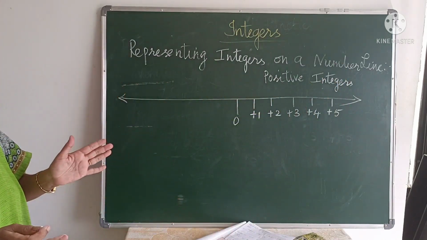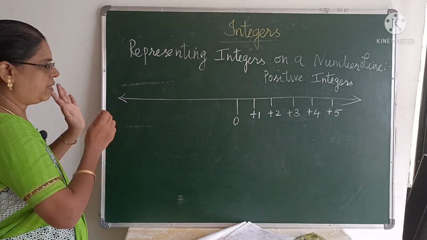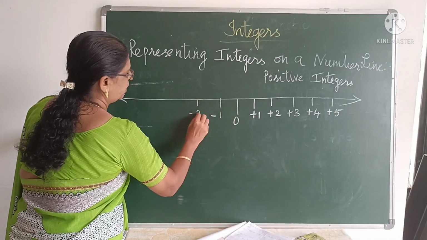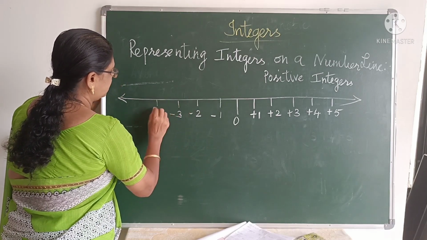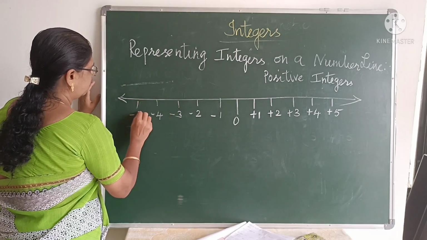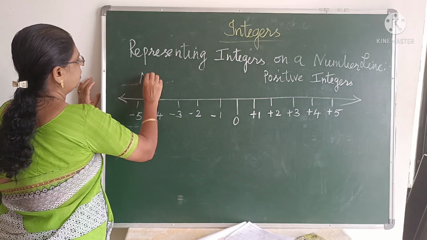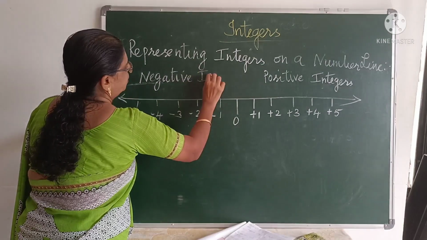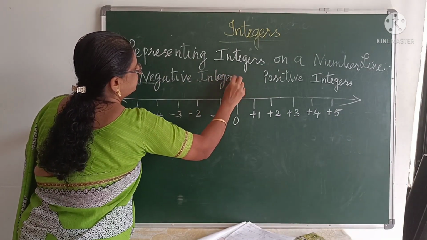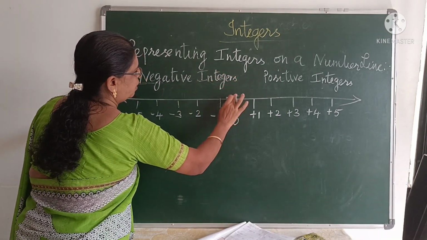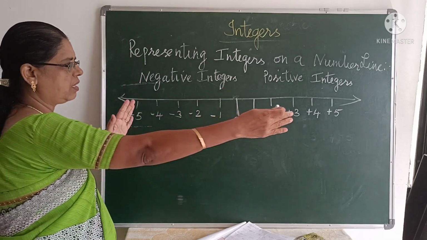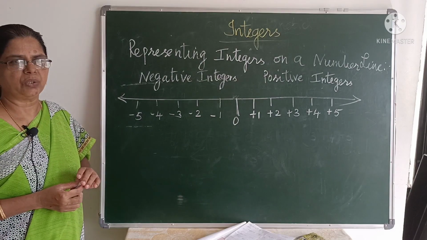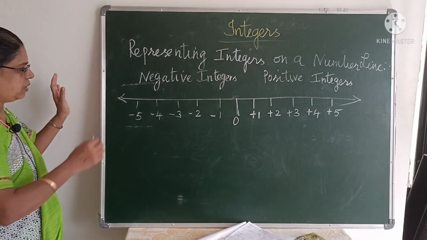All the negative integers are written to the left of 0 in one unit distance. So minus 1, minus 2, minus 3, minus 4, minus 5. These are negative integers. So on a number line, 0 is in the middle and all the positive integers are written to the right of 0 and all the negative integers are written to the left of 0.